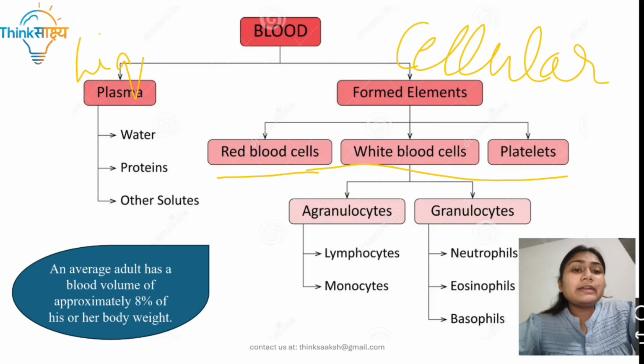Plasma contains water, proteins and other solutes such as inorganic salts and organic substances. So this is the composition of blood and you should remember it.